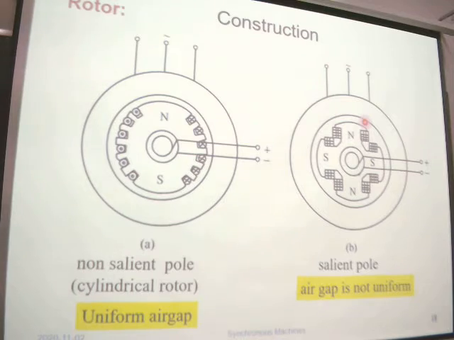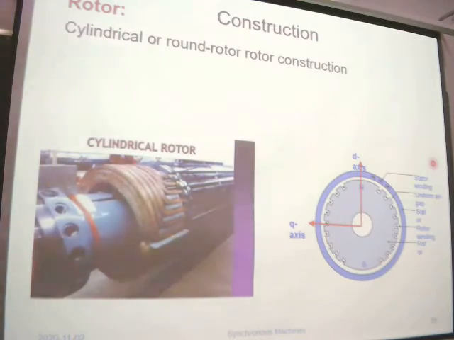And also the two graphs are the same, so we call this a uniform air gap. We see here two rings, and the rings are the same. They are supplied by the DC source. And we'll see it in detail in this picture. This is the cylindrical rotor.